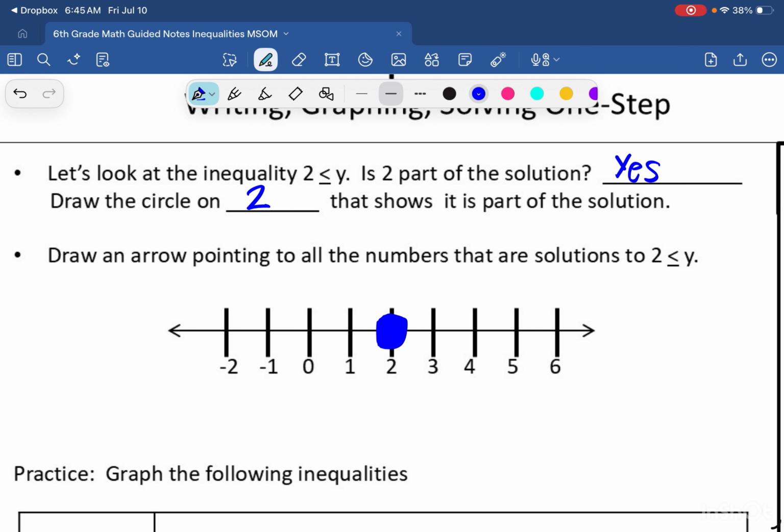Draw an arrow pointing to all the numbers that are solutions to 2 is less than or equal to y. So we're going to draw an arrow to all the numbers that 2 is less than, and that's going to be to the right. 2 is less than all those numbers.